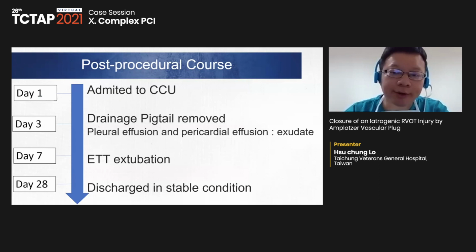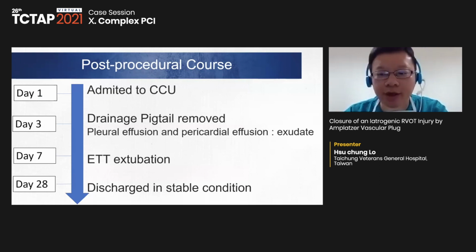We removed the pigtail of the pericardial space after 3 days, and we removed her endotracheal tube 1 week later. We had some pericardial effusion and pleural effusion, which we suspect were pneumonia related. She was finally discharged after 1 month in stable condition.